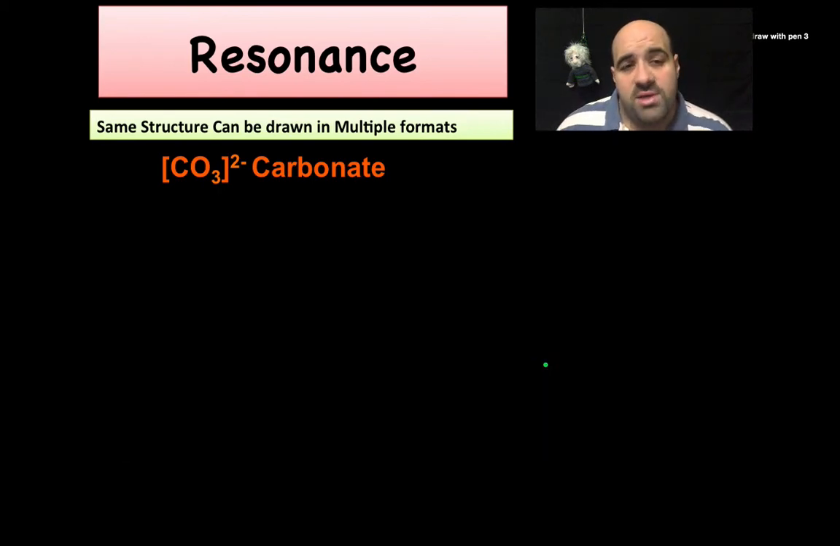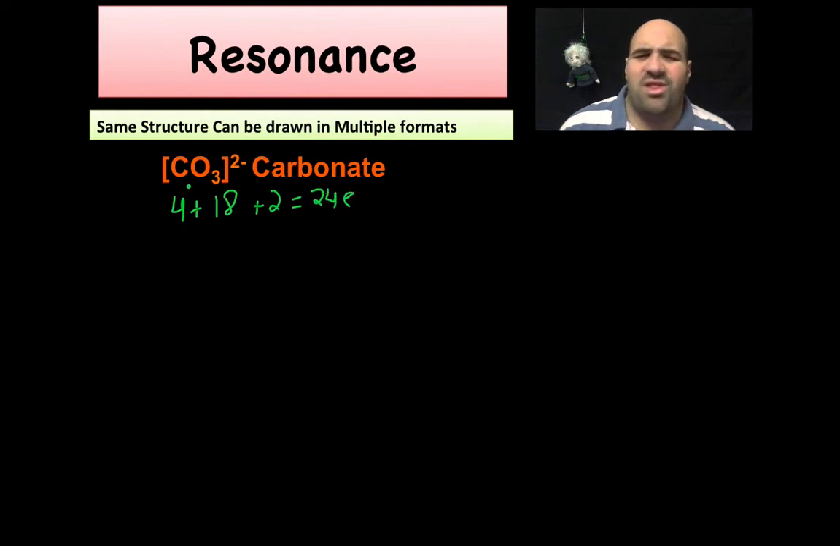Carbonate, CO3 2-. Once again, carbon has 4 valence electrons. Each oxygen has 6, so that's going to be 18. And it gained 2 electrons, so that's going to be plus 2. So we again have 24 electrons. And it's going to look exactly like nitrate did. NO3 minus had 24 electrons. So we have a carbon, oxygen, oxygen.